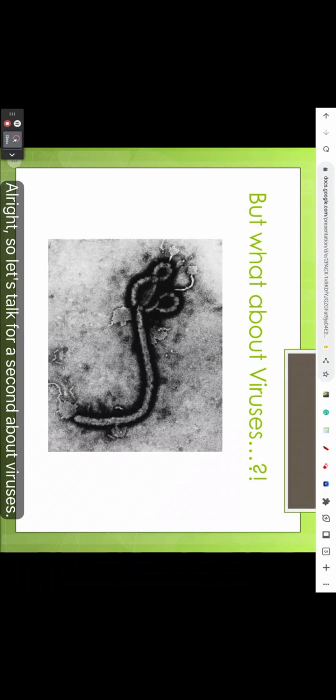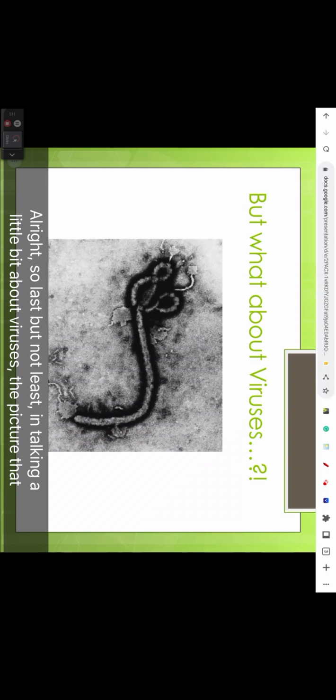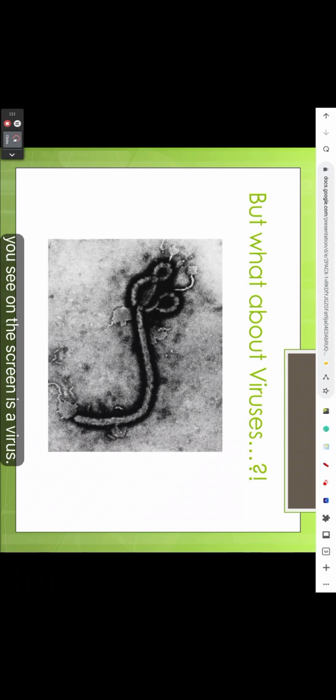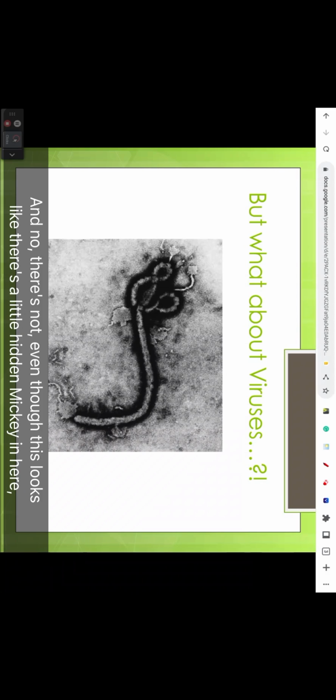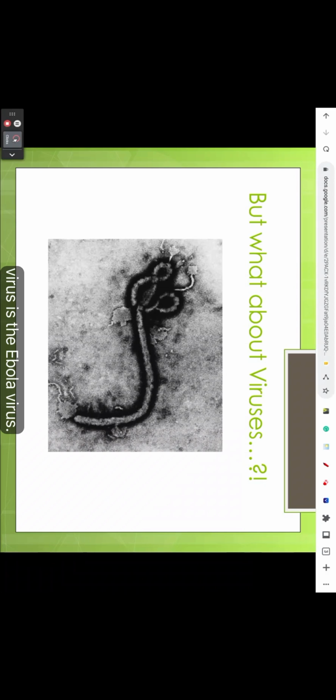All right, so let's talk for a second about viruses. All right, so last but not least, in talking a little bit about viruses, the picture that you see on the screen is a virus. And no, even though this looks like there's a little hidden Mickey in here, he's definitely a hidden Mickey that you do not want to come across. Because this particular virus is the Ebola virus.